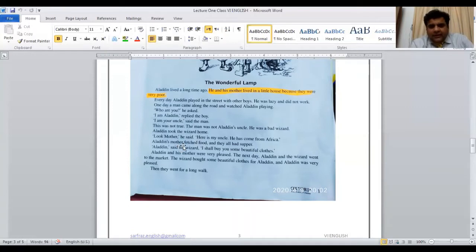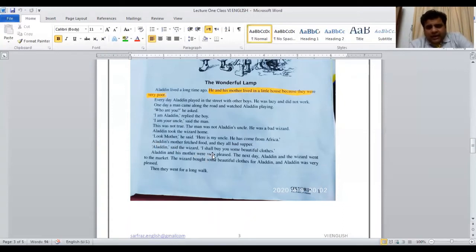Aladdin took the wizard home. Look, mother, he said, here is my uncle. He has come from Africa. Aladdin's mother fetched food and they all had supper. Means Aladdin took the man home, and he introduced him to his mother, saying he is my uncle and he came from Africa, and his mother brought food for them.